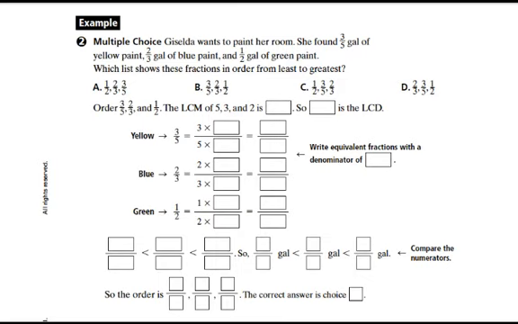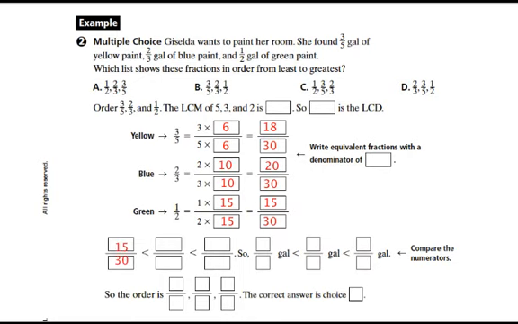For 3/5, we're going to multiply both the numerator and denominator by 6. So we end up with 18/30. For 2/3, we're going to multiply the numerator and denominator by 10. So we end up with 20/30. And for 1/2, we're going to multiply the numerator and denominator by 15. So we end up with 15/30. We can then compare them and put them in order from least to greatest.